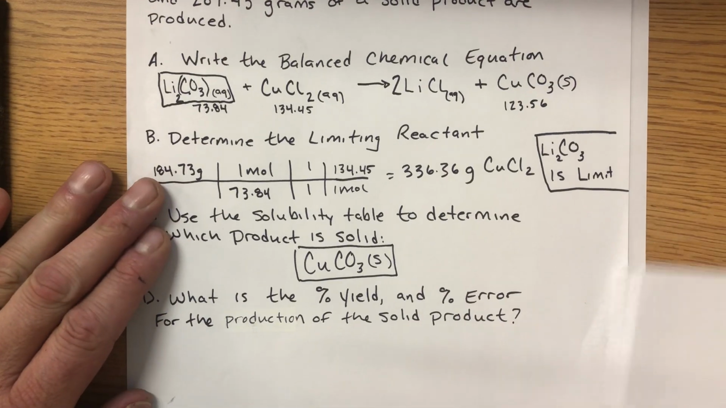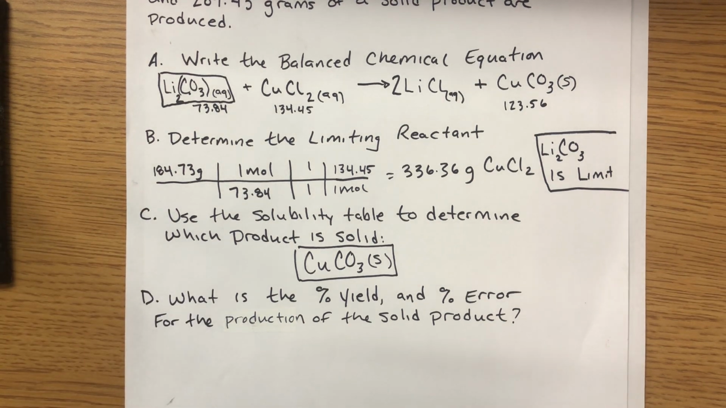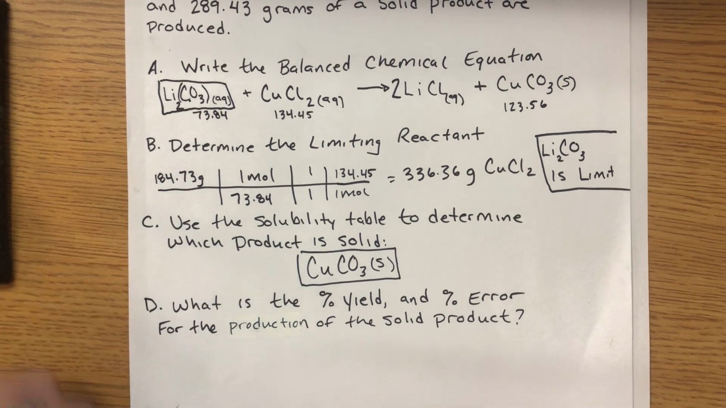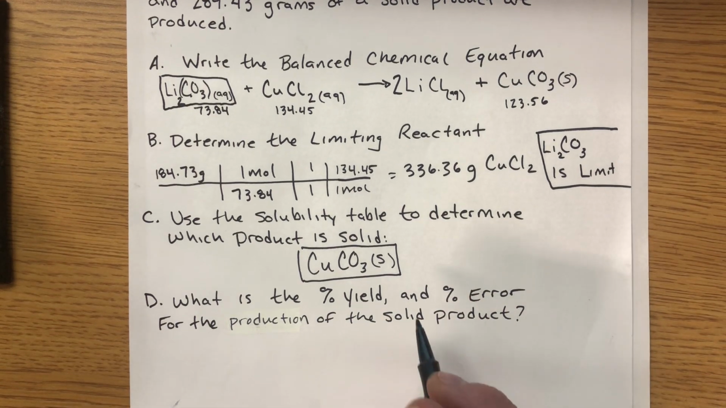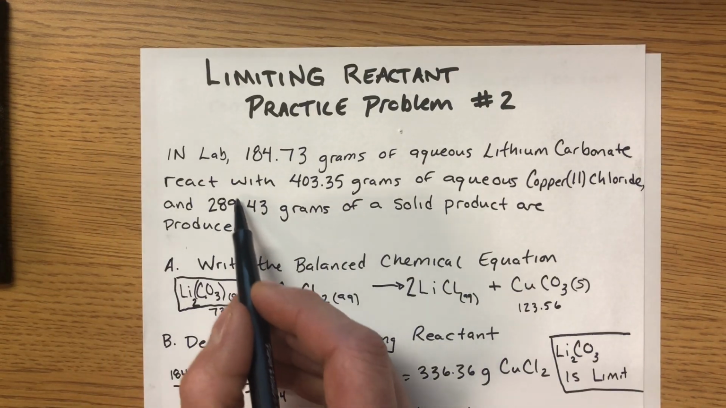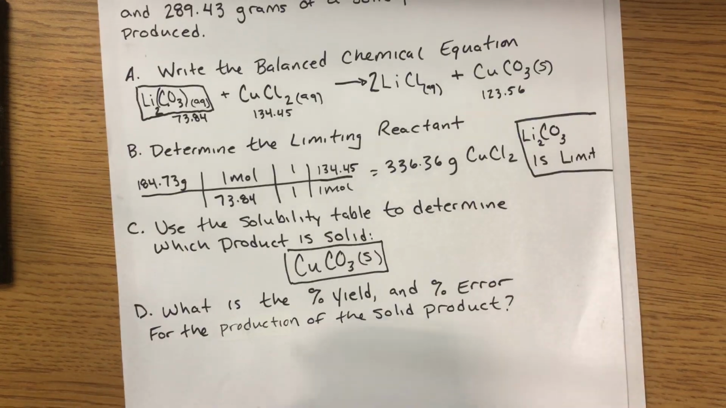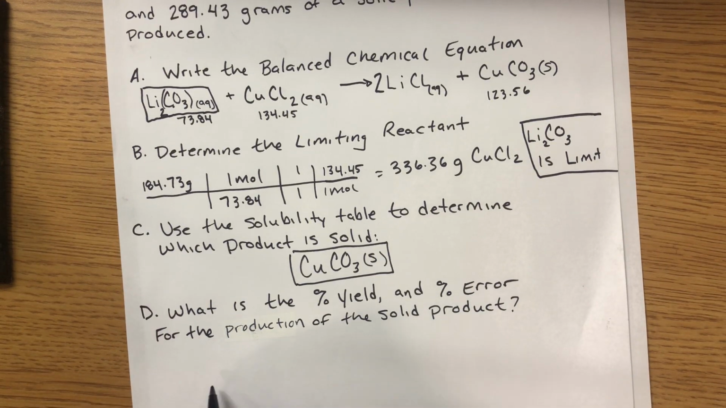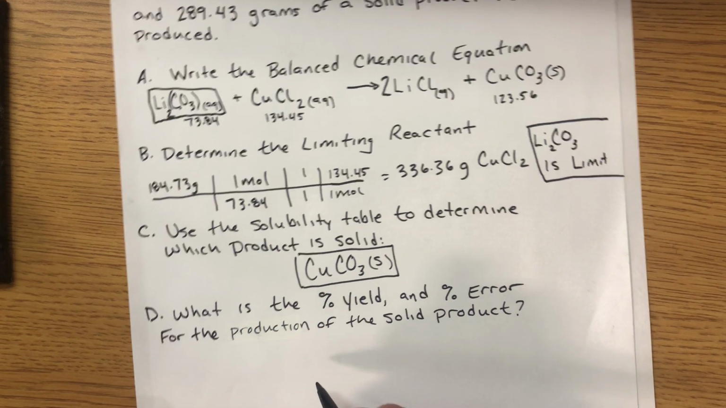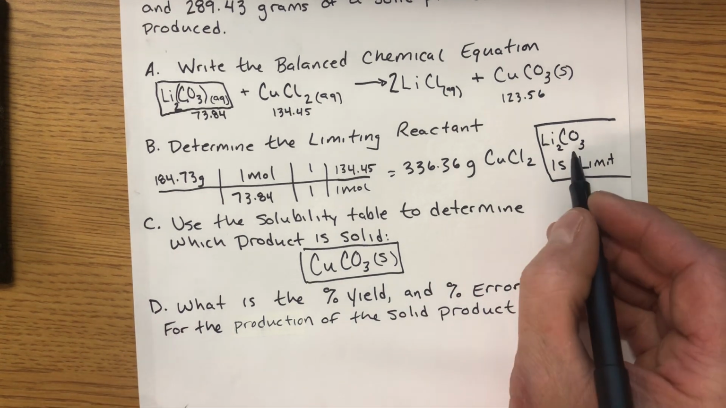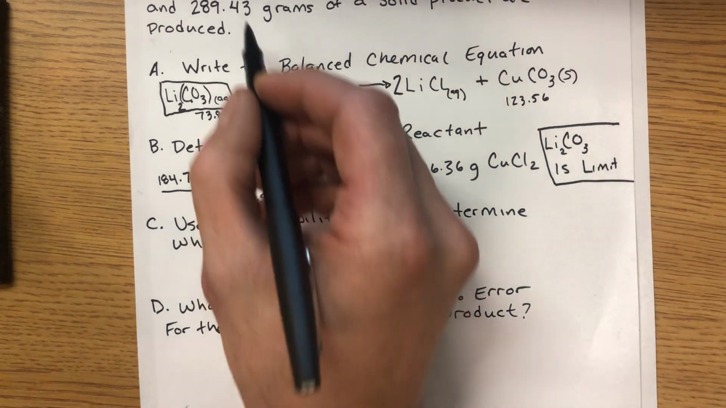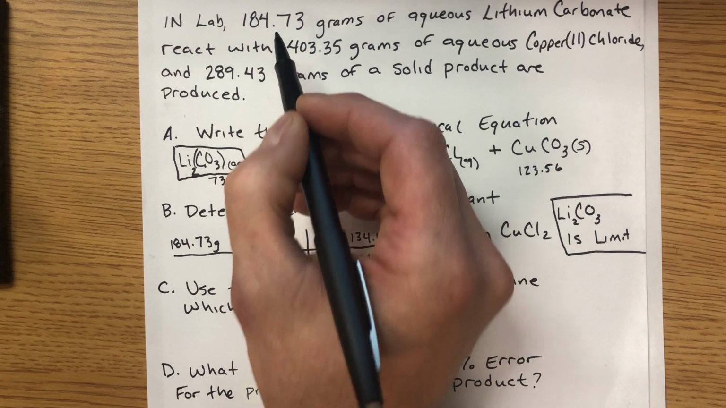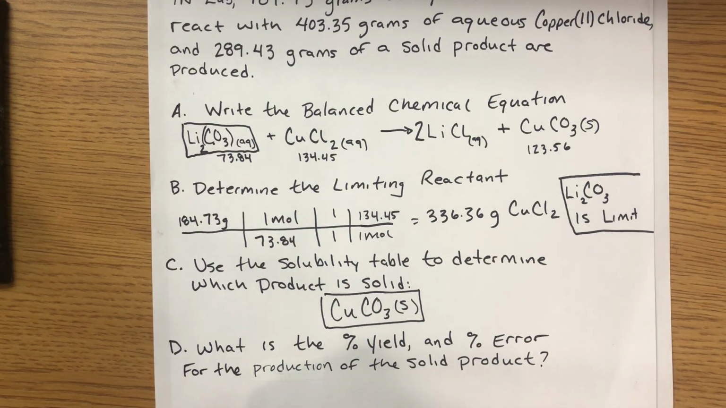Okay, now what is the percent yield and percent error for the production of that solid product? When we find a percent yield and percent error, we've got to work with a theoretical value, and then we can compare it to an actual value that has been given to us in the problem. So let's figure out how much of that copper carbonate should be produced theoretically. Again, we base that production on our limiting reactant, lithium carbonate, of which we have 184.73 grams to use, with a molar mass of 73.84.